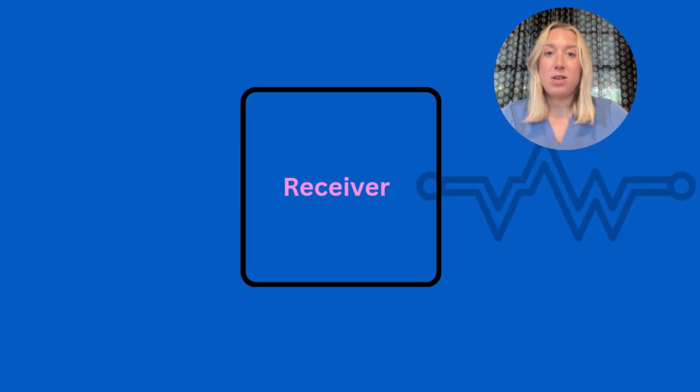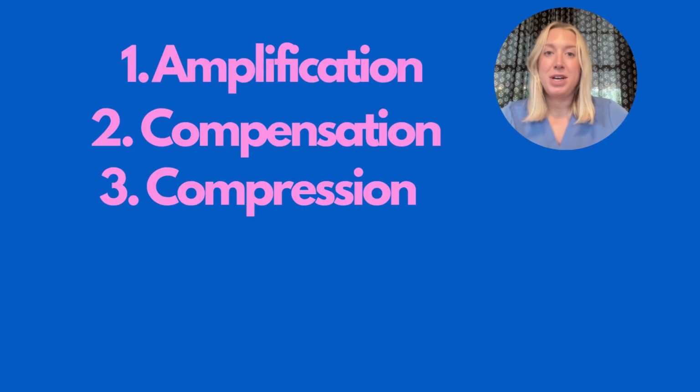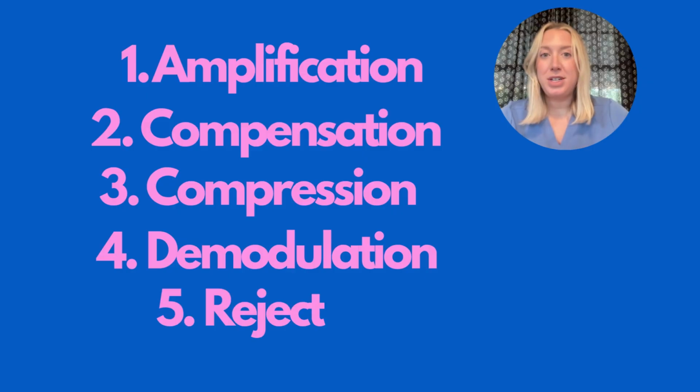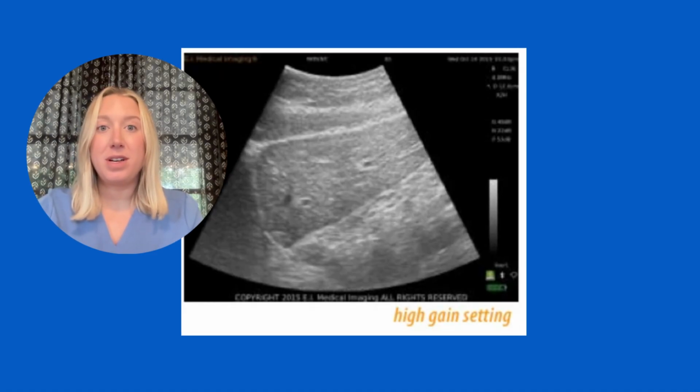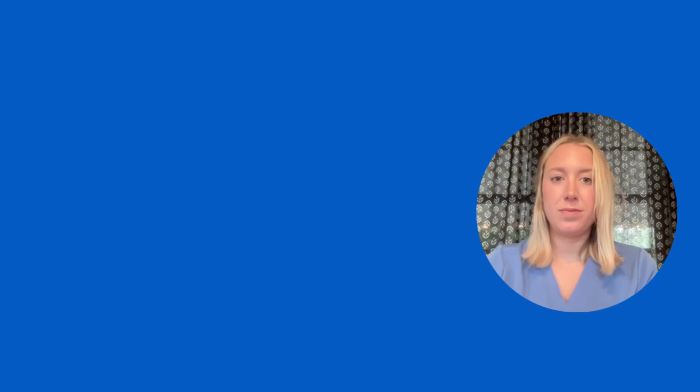The receiver collects all this information from the electrical signals and prepares it to ultimately be displayed on your screen as an image. In order for this to take place, there are 5 processes that must occur. They are amplification, compensation, compression, demodulation, and rejection. The first function of the receiver is amplification, also known as receiver gain. This makes each of the returning signals larger and results in the image being brighter or darker depending on how it's adjusted by the sonographer.